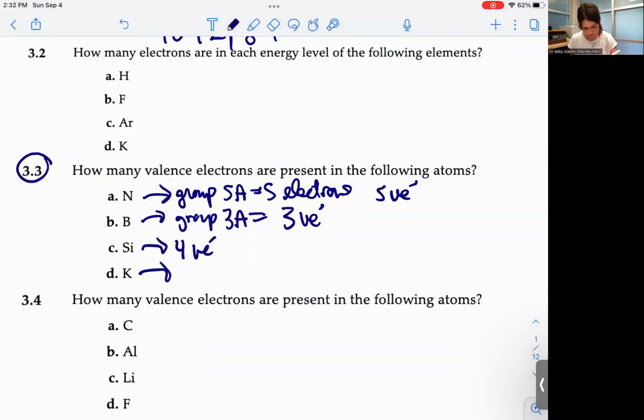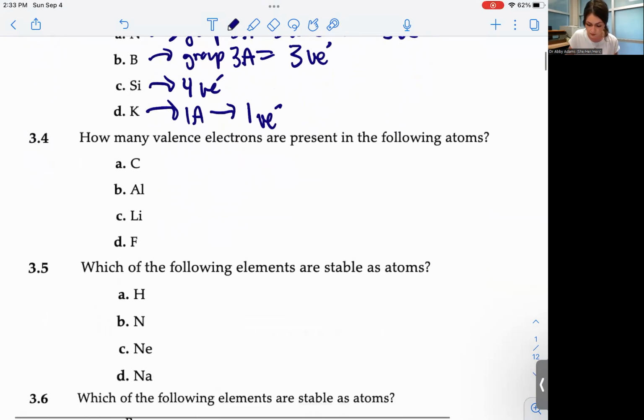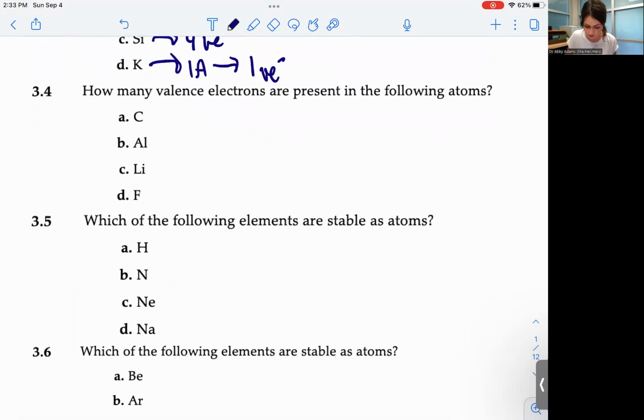All right, let's go back to our problems. Potassium. That's going to be 1A. So you have 1 valence electron, right? So if you don't have the octet, that gives you an indication of their behavior and how reactive they are. That's what I mean by it tells you about its behavior relative to other elements.